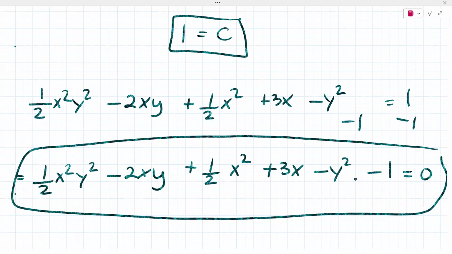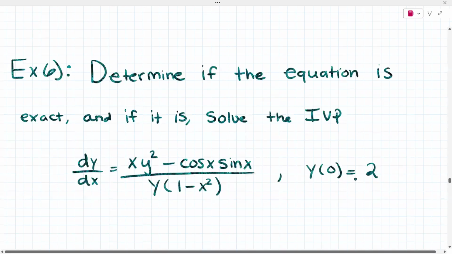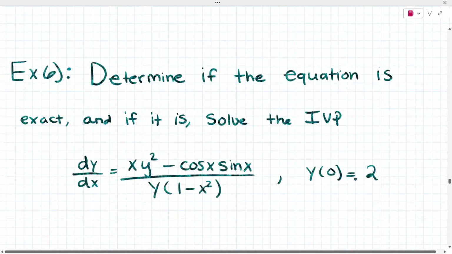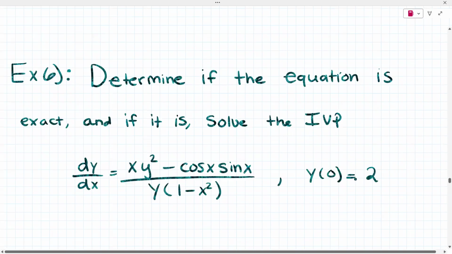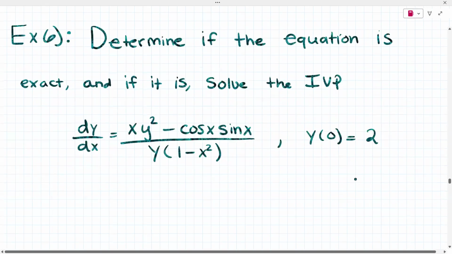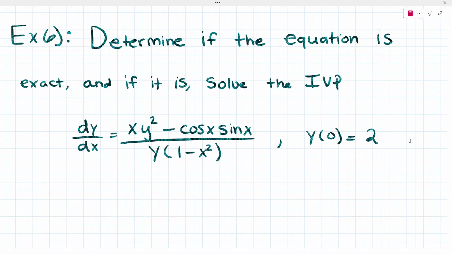Okay, let's move on to example 6. Example 6 says determine if the equation is exact, and if it is, solve the initial value problem. So we have dy over dx equals x y squared minus cosine x sine x, all over y times 1 minus x squared, and we have an initial condition of y of 0 equals 2. So this is slightly different, but the process is still the same.